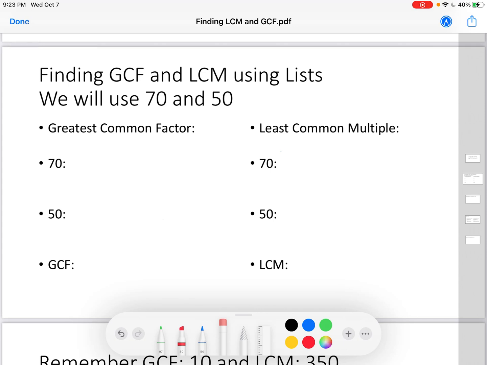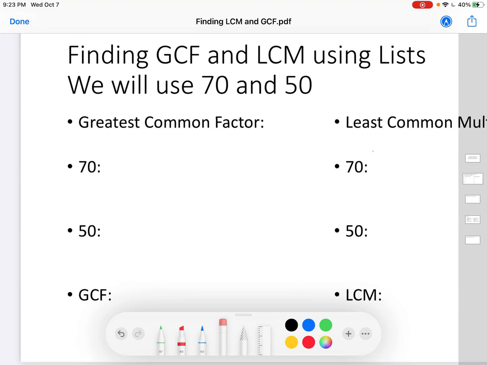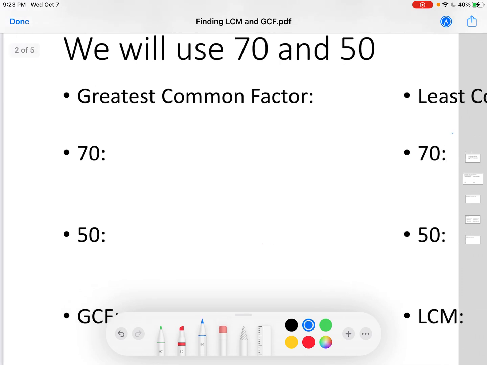You know how to find the GCF and the LCM using lists. So we're going to use lists for each of them. First, we'll do the greatest common factor. Our example numbers will be 70 and 50. So I'm looking for the greatest common factor of 70 and 50. I will start by finding the factor lists for 70.